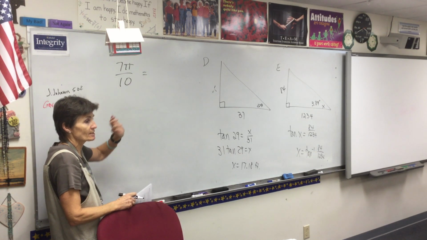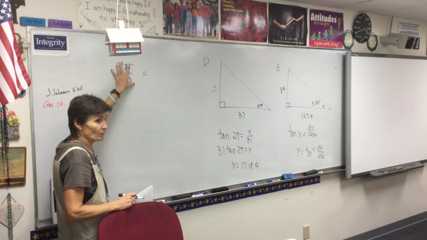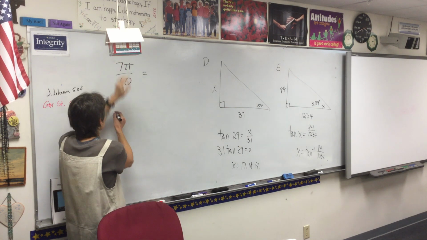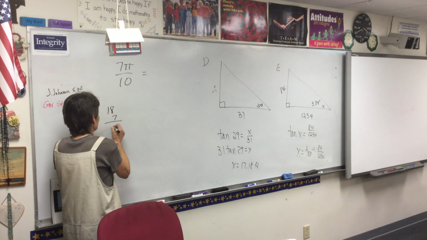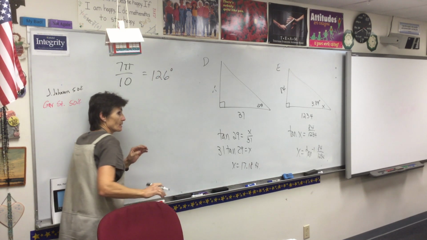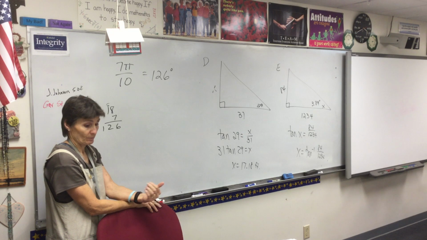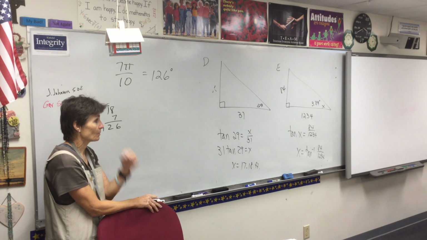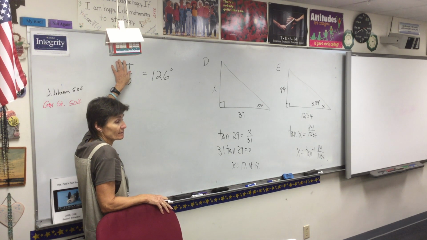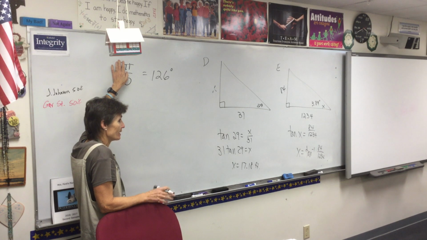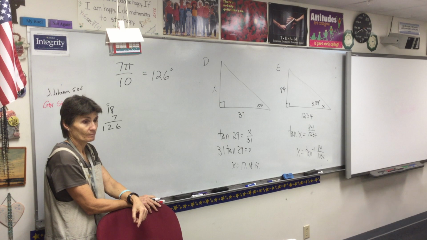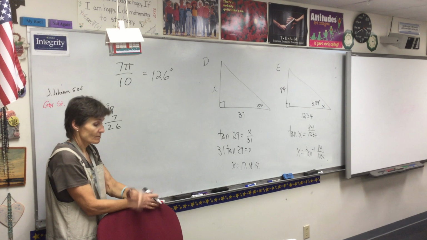How do we change this into degrees? Pi is 180. 180 divided by 10 is 18 times 7. 126 degrees. This is no calculator. Remember, this whole front page, front and back, is no calculator. So you're going to have to be able to take 180 and divide it by something, like 10, and then multiply by whatever the top is. All right, so the answer is 126.